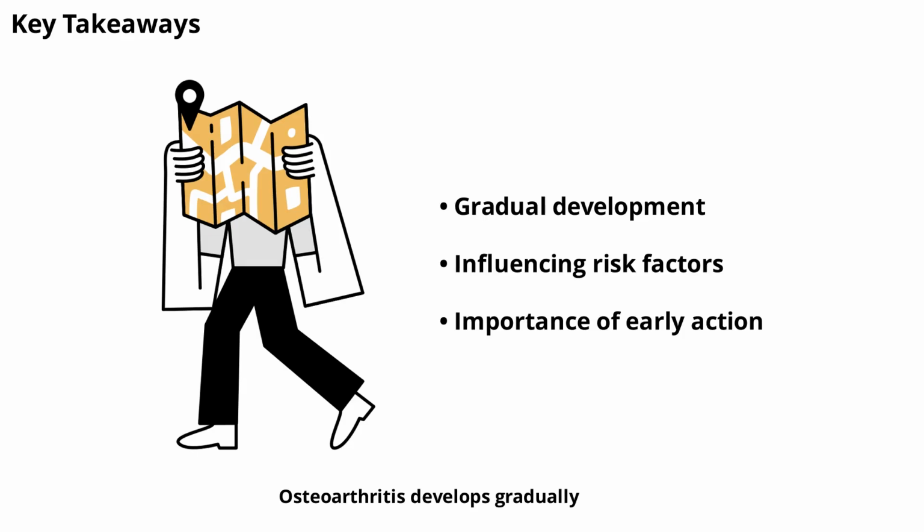Osteoarthritis develops gradually, with early changes often going unnoticed. Risk factors like age, genetics, obesity, and injury can influence progression. Early intervention, lifestyle modifications, and support systems are essential for managing symptoms and maintaining quality of life.